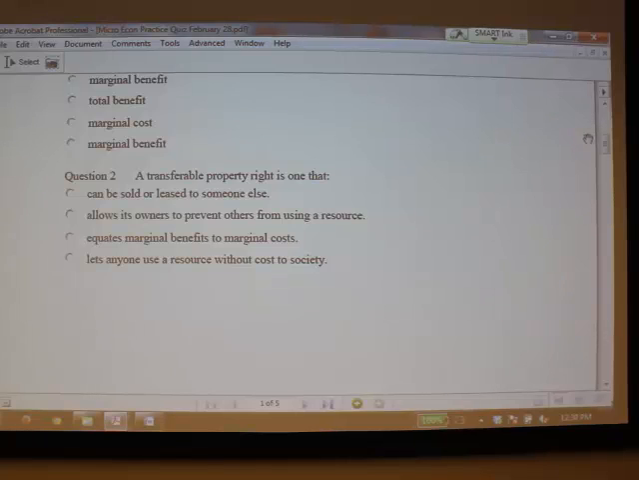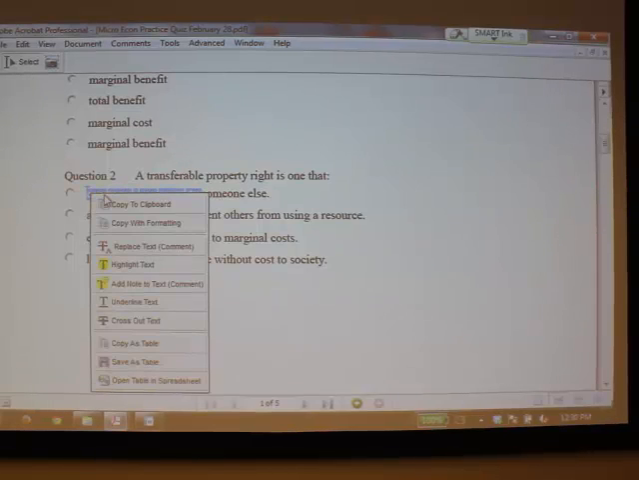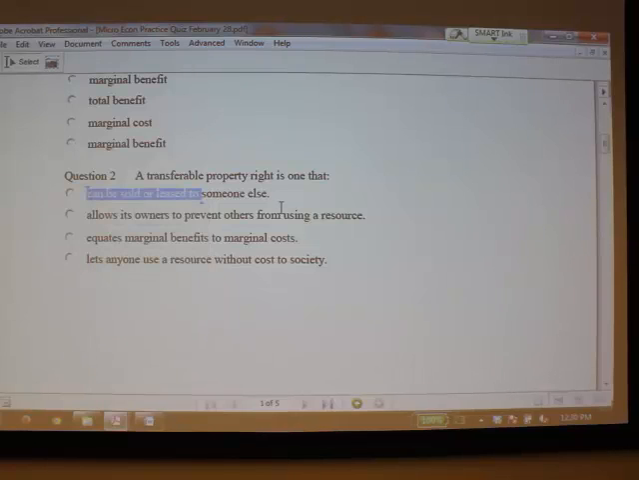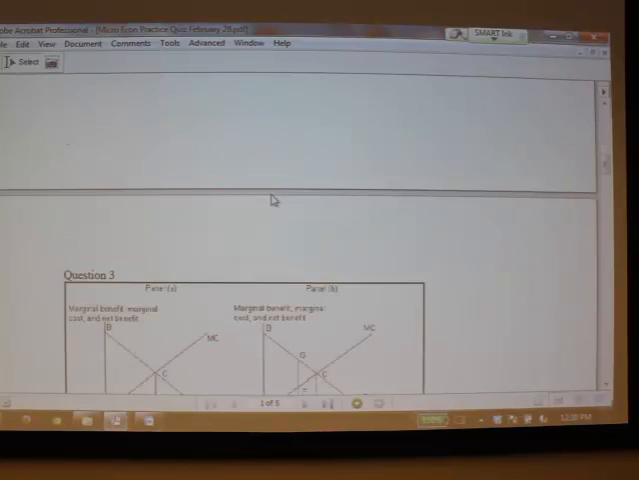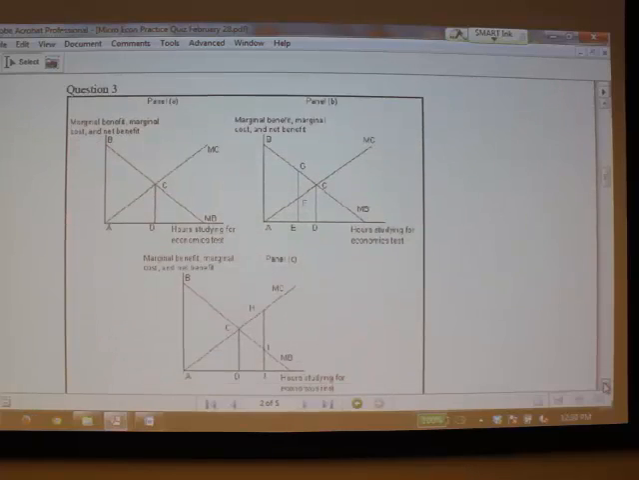Question 2, this should be an easy one. A transferable property right is one that A, can be sold or leased to someone else. You might quibble with the English here. You might say the property right enables someone to sell or lease something to someone else. But anyway, A is the best answer. Remember, with multiple choice questions, you need to pick the single best answer.